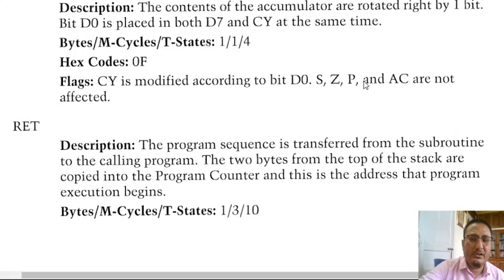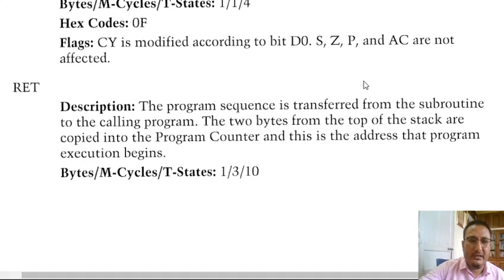Again I'll repeat it. On execution of RRC, the content of the accumulator is rotated by one position towards the right hand side. Bit D0 is placed in both D7 as well as the carry flag at the same time. So it requires 1 byte, 1 machine cycle and 4 T states. Now hex code is 0F. Flag: carry flag is modified as per D0. Sign flag, zero flag, parity, auxiliary carry remain unchanged.